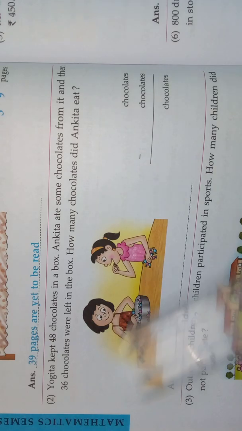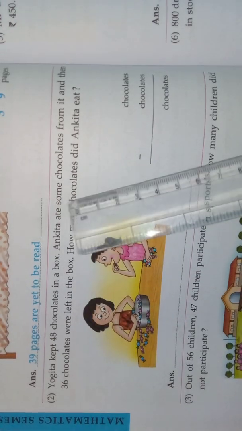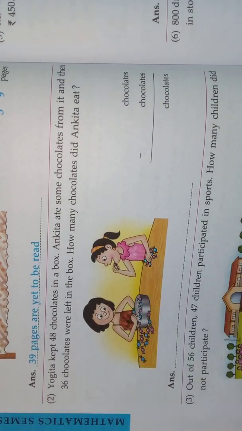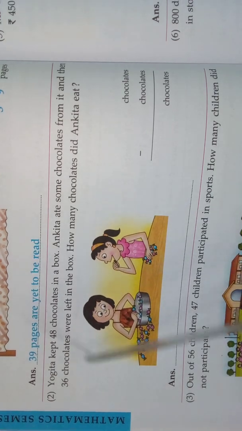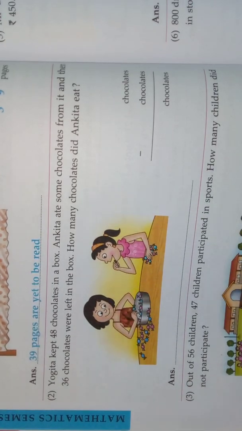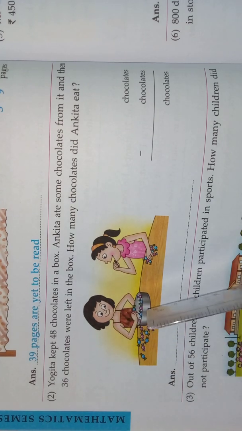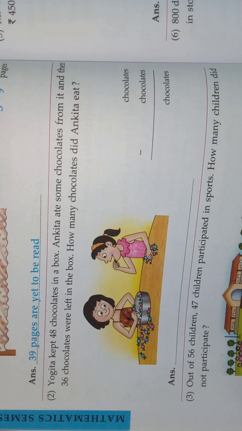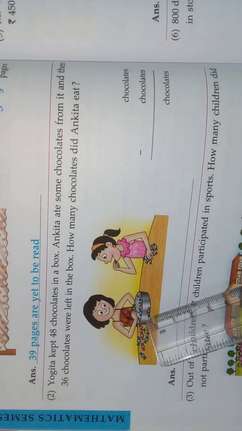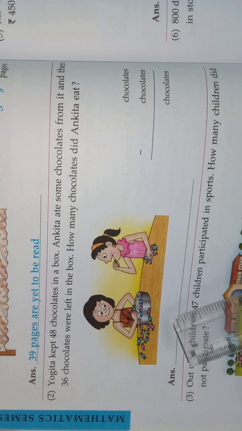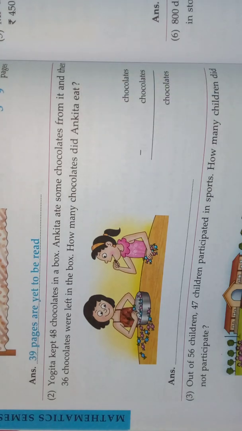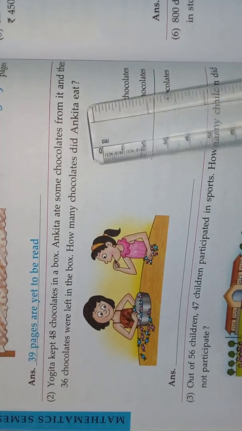Yogita kept 48 chocolates in a box. Ankita ate some chocolates from it and then 36 chocolates were left in the box. See what happened? Yogita and Ankita. Yogita kept 48 chocolates in a box and she went somewhere to the market. Ankita ate some chocolates from that box. After coming from the market, Yogita checked the box. Some chocolates were missing, only 36 chocolates were there. So, how many chocolates did Ankita eat?